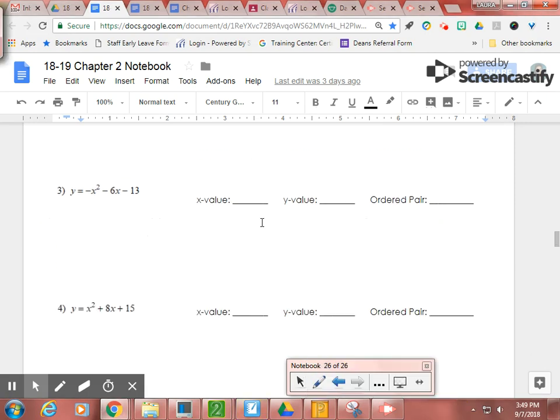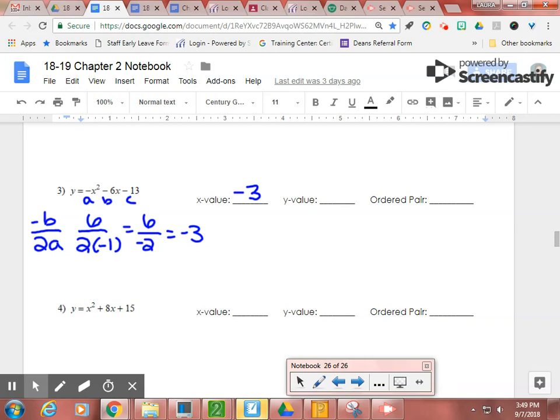Number 3. Same thing here. A value, b value, c value. So I want to do negative b over 2a to start. So the opposite of b, we have negative 6. So the opposite is positive 6 divided by 2 times negative 1. So I have 6 over negative 2, which is negative 3. So our x value is negative 3.